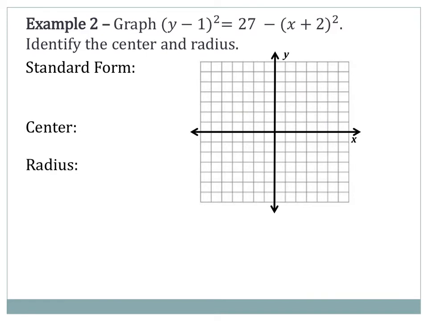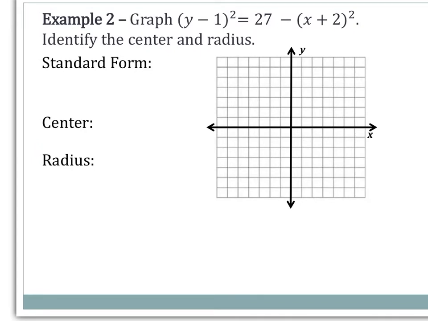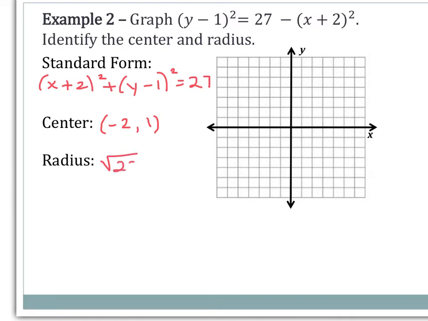Next, we are going to graph this one. This one is not centered at the origin. And it's also not in standard form. Again, we need to get those squares together. So I'm going to add the x plus 2 squared over. So we'll get (x + 2)² + (y - 1)² = 27. The center here, remember h and k is the opposite sign from what's in your parentheses, so you're going to have a negative 2 and a 1. The radius is the same as last time, so about 5.1.